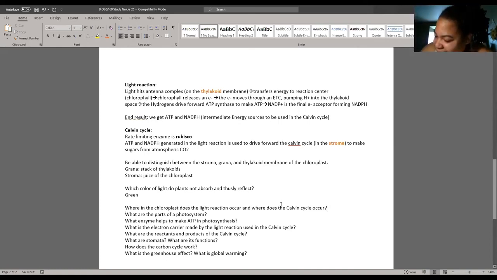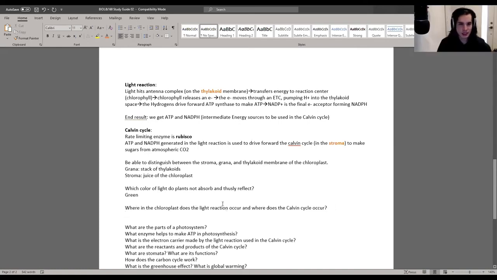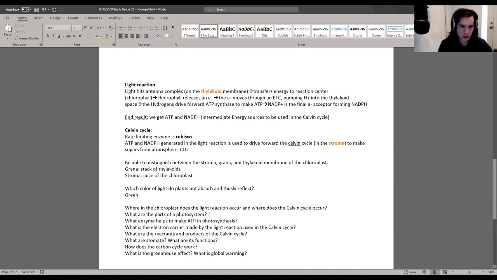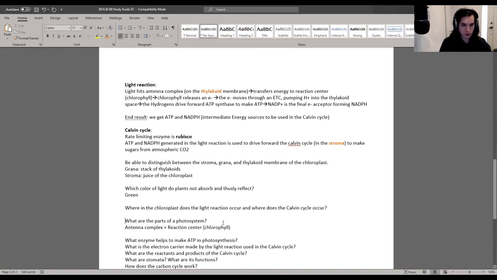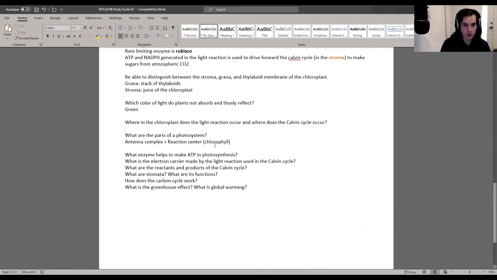All right, so where in the chloroplast does the light reaction occur? That's going to be in your thylakoid membrane or in your thylakoid. Where does the Calvin cycle occur? In your stroma. What are the parts of a photosystem? We would say antenna complex plus the reaction center, which is typically going to be your chlorophyll. So antenna complex plus the reaction center, that is what your photosystem is composed of.